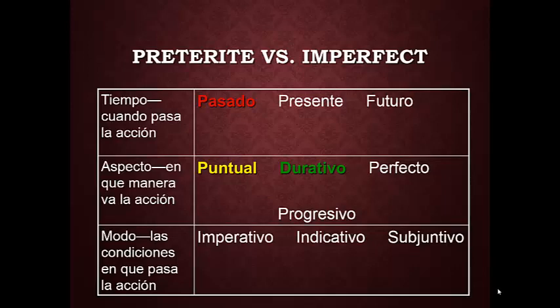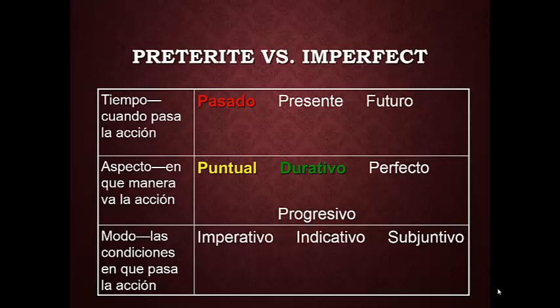Aspect is how we describe the time, or another way of putting it is if we had to draw a picture on a graph of how time goes, it's the aspect that we would be describing. In Spanish, there are four aspects that we study: punctual, puntual; durative, durativo; perfect, perfecto; and progressive, progresivo. We'll worry about perfect and progressive at another time. For now, let's just focus on punctual.